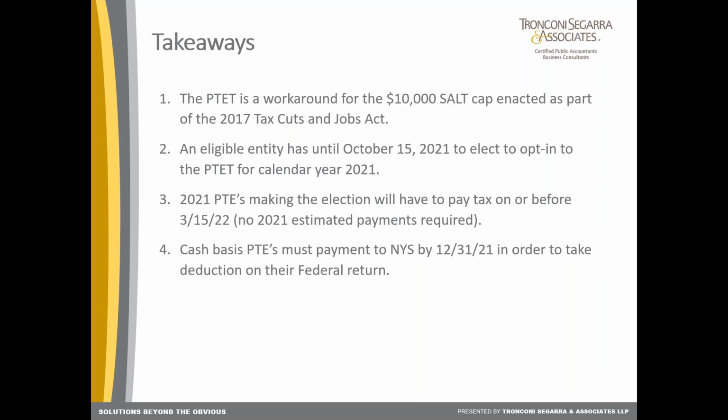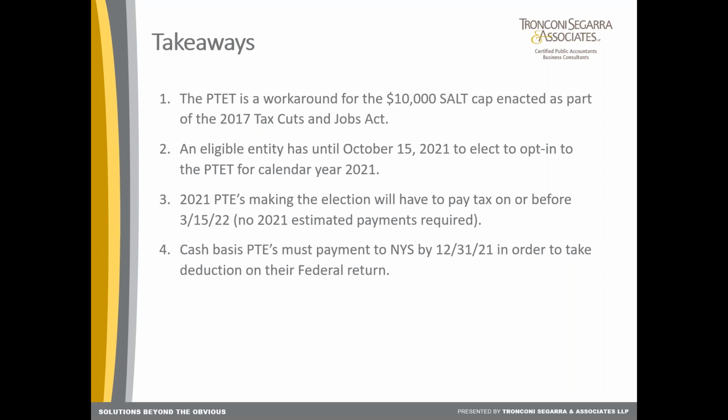Just a few takeaways we wanted to talk about. Like we said early on, this pass-through entity tax is a workaround to the $10,000 SALT cap that was enacted at the end of 2017 with the Tax Cuts and Jobs Act. We'll see what happens in Congress in the next few months as they're debating a new budget and tax provisions, whether or not this is going to change anything with these pass-through entity taxes that 19 or so states have now been enacting over the course of the last year or so.